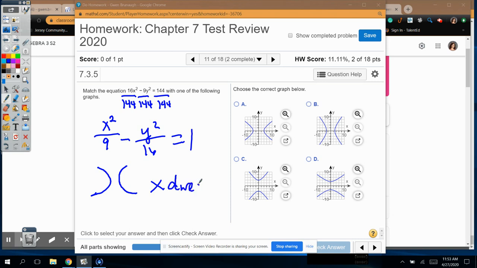It's in the x direction because it's first, which means I can get rid of these two choices. The center is 0, 0, because there's no parentheses. Now, both of these have center of 0, 0. So now we need to go look at this guy. A squared is 9, which means A is 3. So those vertices will be in the x direction, to the right 3 and the left 3. Now this one went to the right 4. This one went to the right 3. So my answer is B.